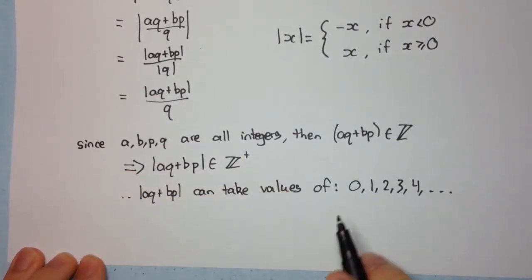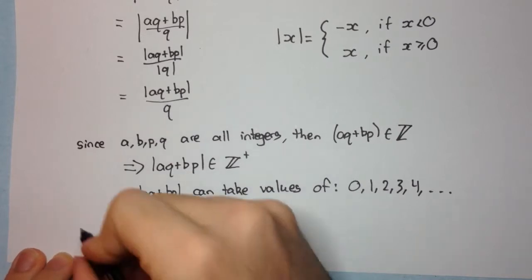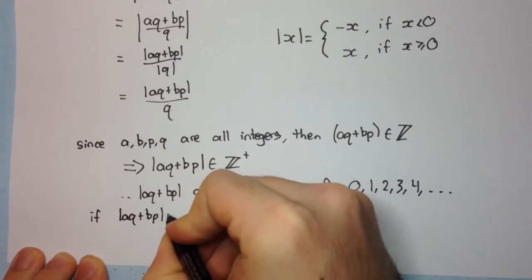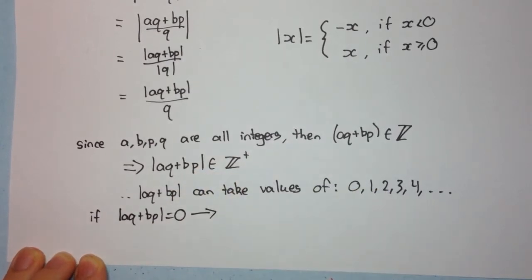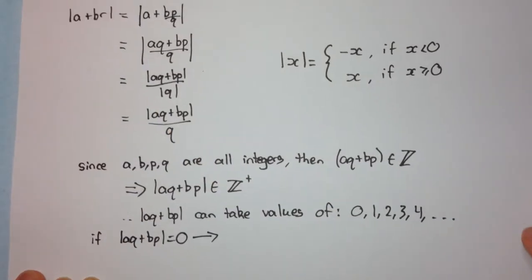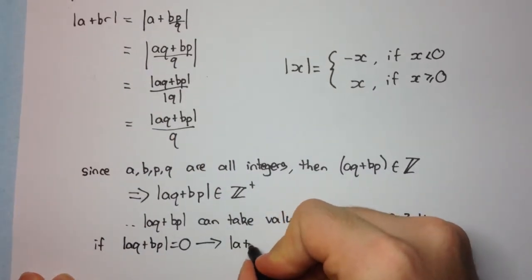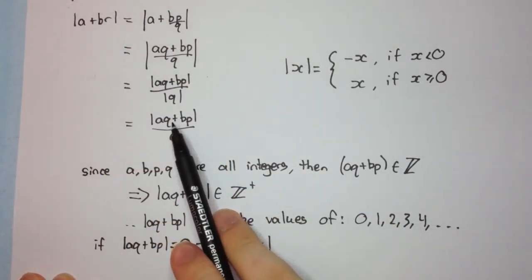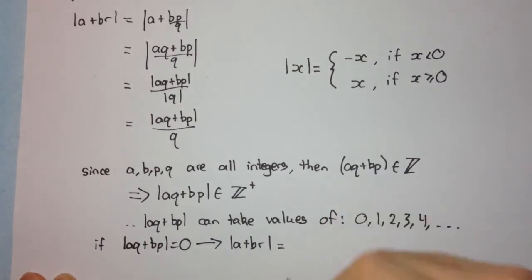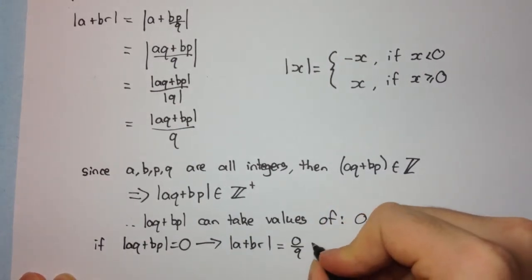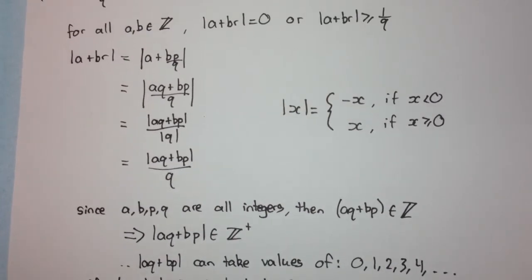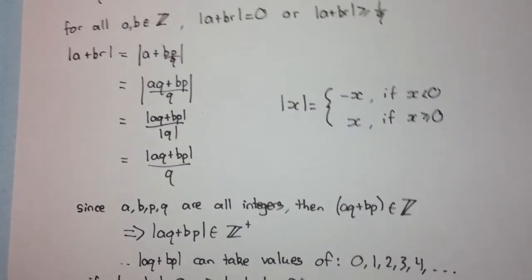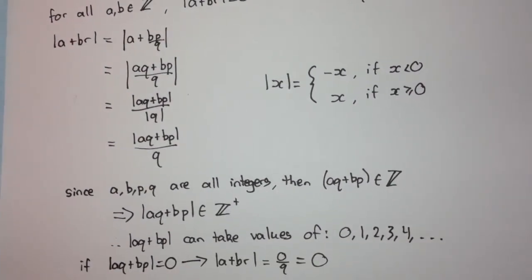So the first case that we consider is if it's 0. So if the absolute value of AQ plus BP equals 0, this is what we get. We're going to get the absolute value of A plus BR. Remember, this is what we're trying to work out. So we're going to get this. Well, that's going to be equal to 0 over Q. Okay, so that's equal to 0 over Q, which is equal to 0. Okay, and that's one of the cases that we're trying to prove. So it's either going to be this or this. So this one was probably the easiest to prove, or the easier one to prove.